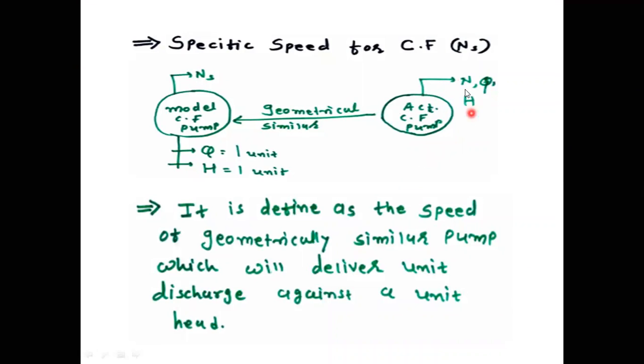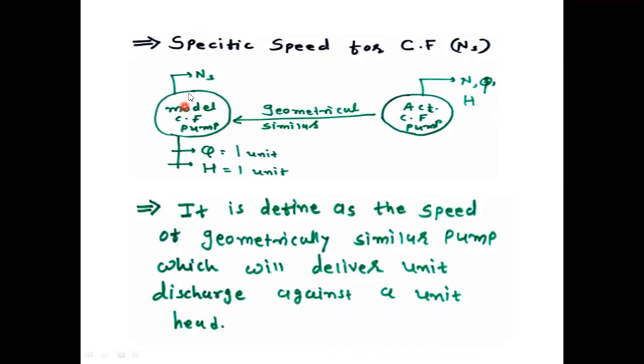Take one actual centrifugal pump which operates against a head H, which is in meter, and discharges Q. The discharge is measured in meter cube per second. Its speed is N rpm.